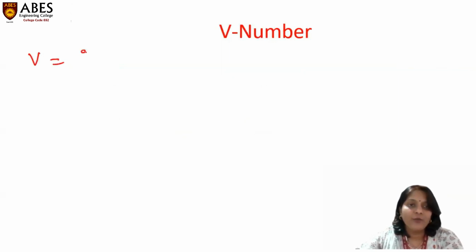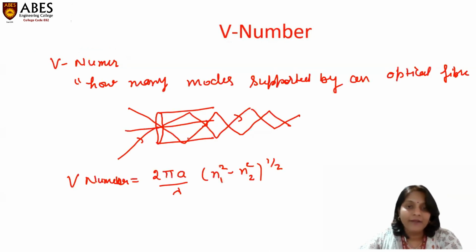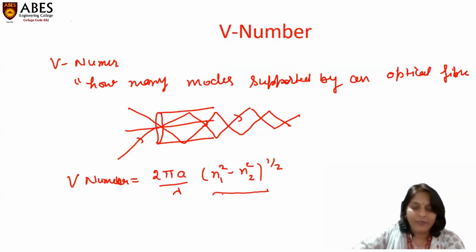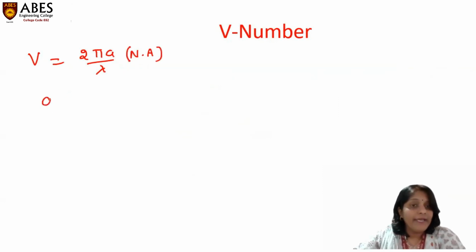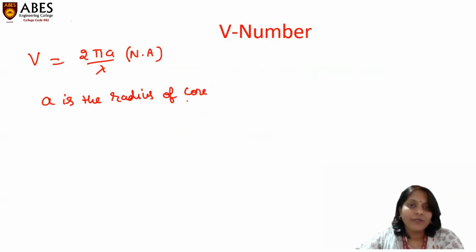So V is equal to 2 pi a upon lambda times the numerical aperture, where the numerical aperture is defined as the square root of N1 square minus N2 square. Here a is the radius of the core, and lambda is the wavelength of the light signal.